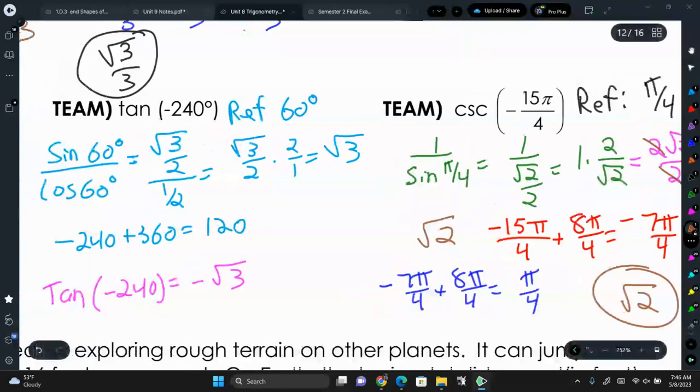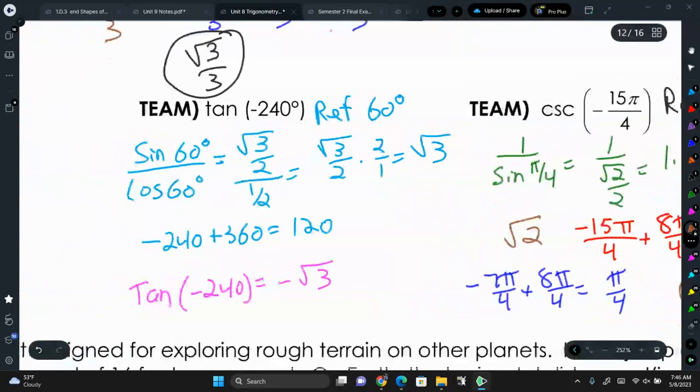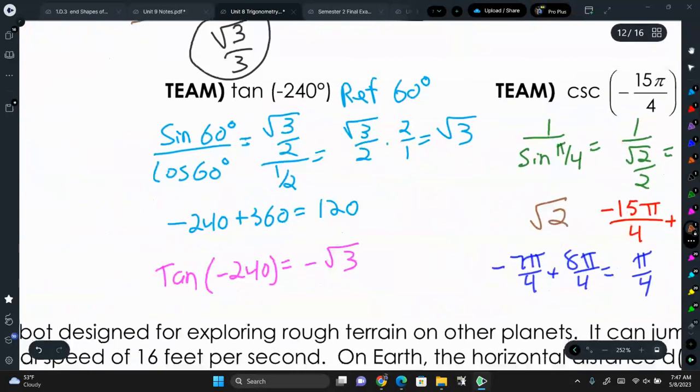All right, so here are your answers in the work. So for the tangent of negative 240 degrees, what we just did is sine over cosine, and the reference angle would be 60 degrees, and that's simplified to the square root of 3, but we have to figure out that negative 240 degrees is in quadrant number 2, and in quadrant number 2, tangent is negative, so that's why it is negative square root of 3.